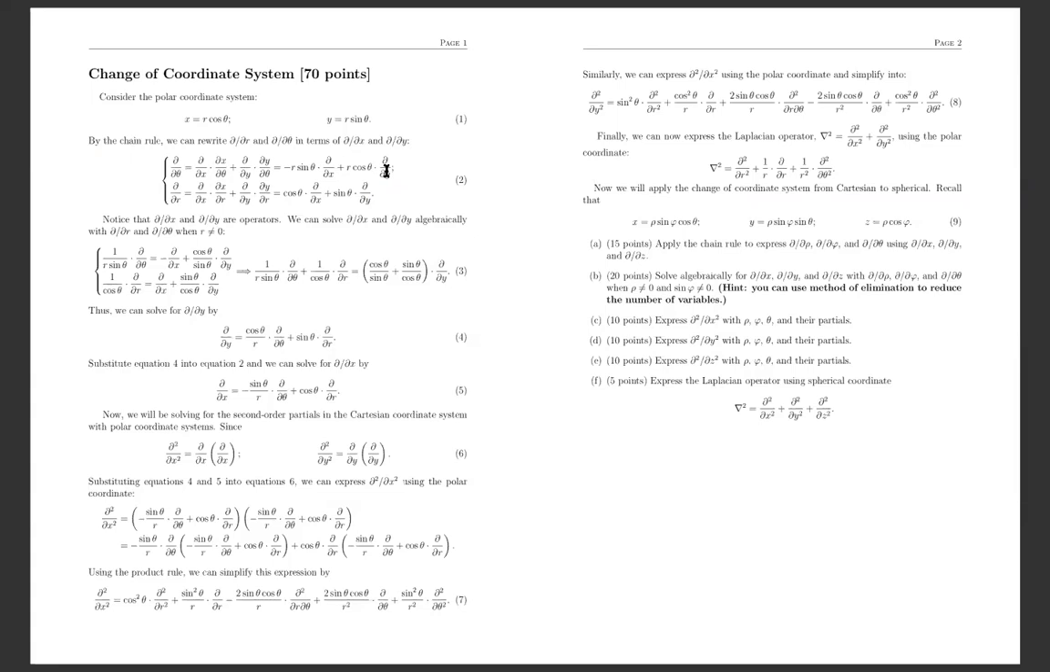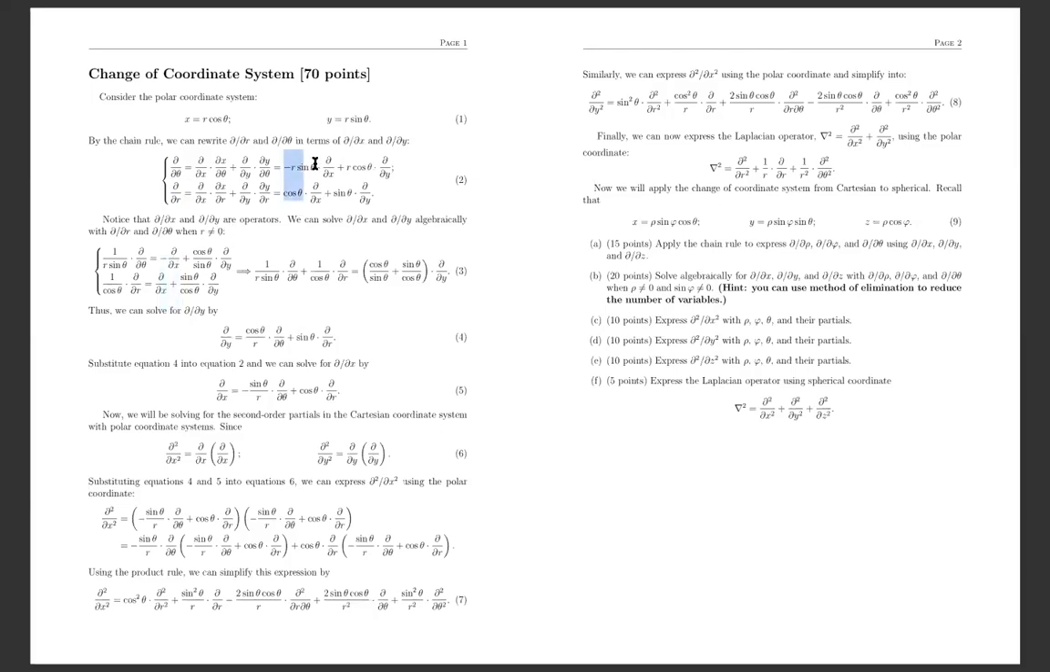If you do the other way around, you want to represent partial x by partial theta and partial r. So basically you solve for partial x and partial y. In this case, you have two equations with two variables, so what you want to do here is eliminate a variable, going from 2 to 1. You want to eliminate either partial x or partial y. In this case, I chose to eliminate partial x.